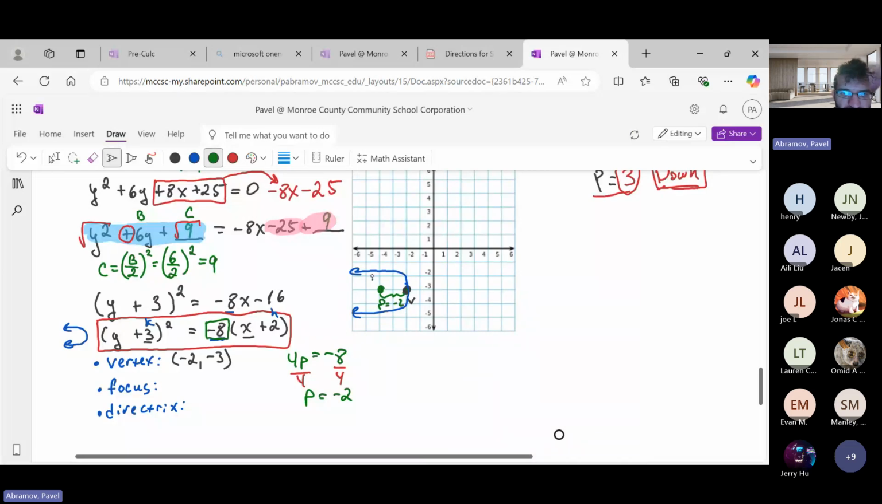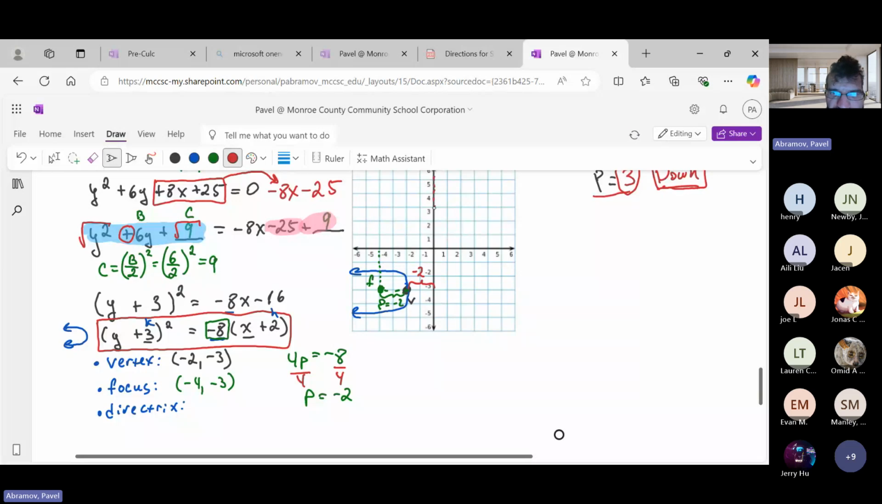So this is our focus, and we can figure out the coordinates of the focus. So the coordinates of the focus are negative 4, negative 3. In a similar way, we can find the directrix, because the directrix is also the same distance from the vertex. So we also go this negative 2 distance, but now in the opposite direction.